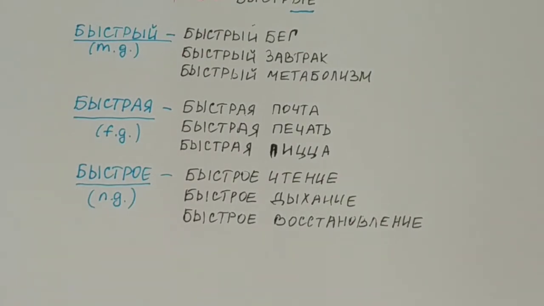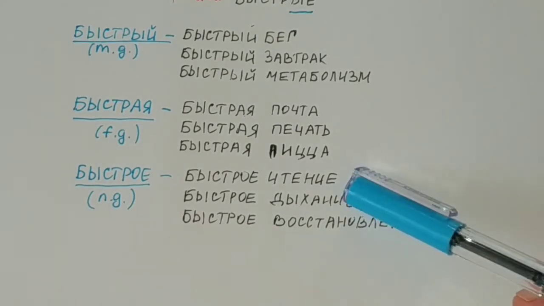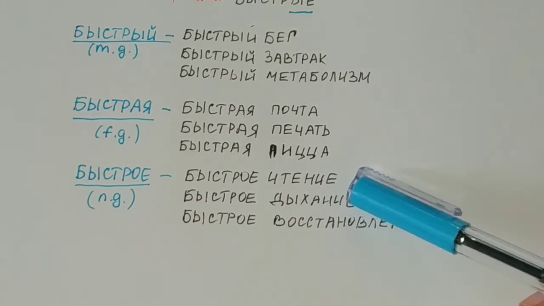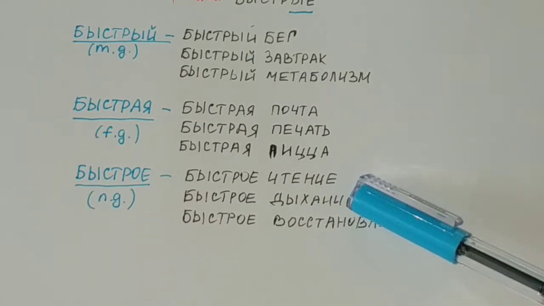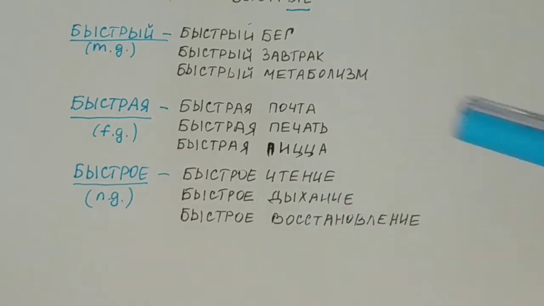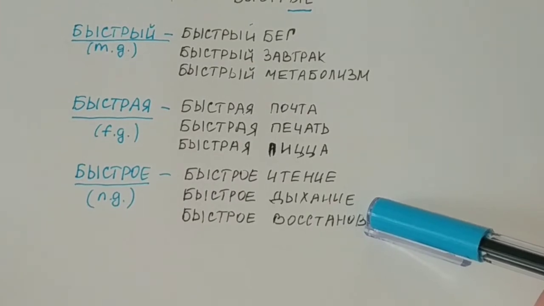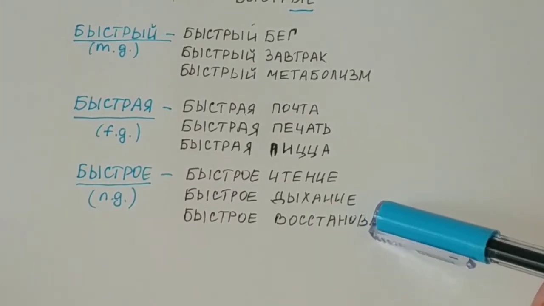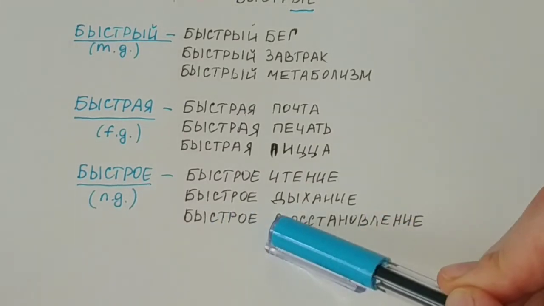For the examples with the neuter gender form of this adjective быстрый, быстрое, I can give you these 3. First we have быстрое чтение. Чтение is a noun of the neuter gender, and it means reading, and so we have here fast reading. The second is быстрое дыхание. Дыхание is also a neuter gender noun, and it means breathing, so we get here fast breathing.